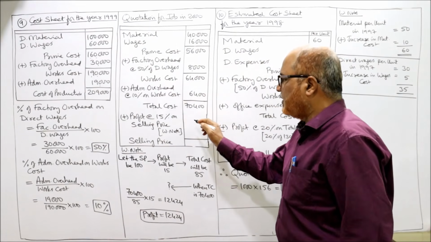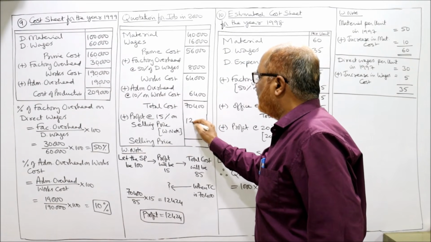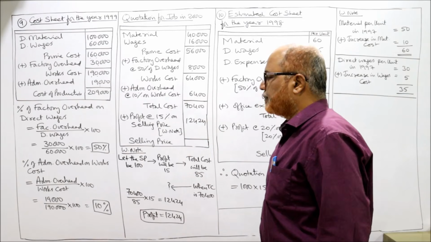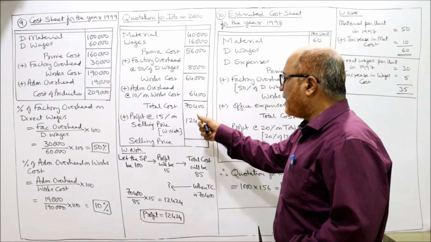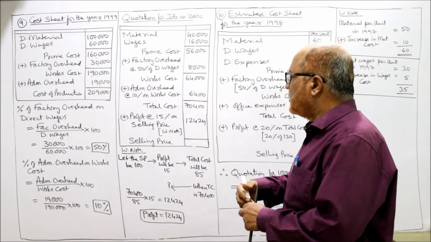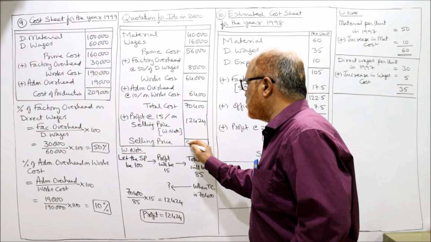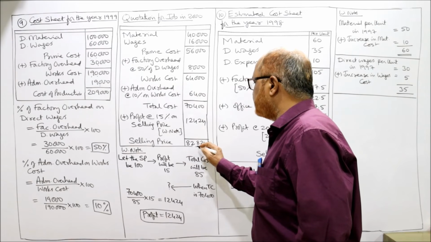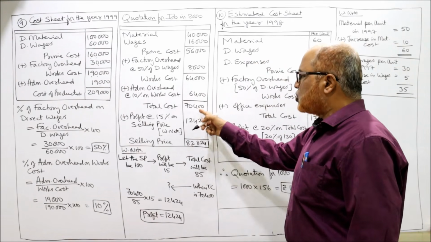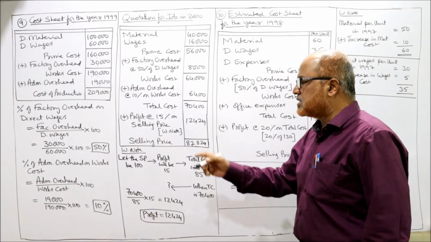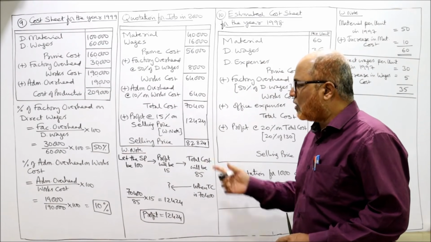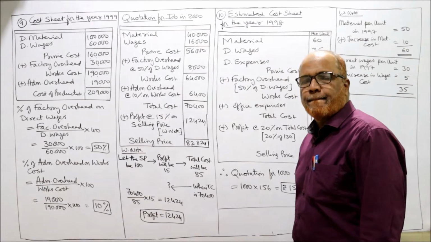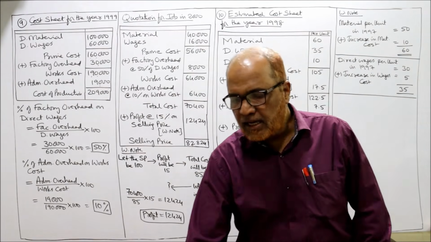Now I am taking profit here. 12,424. Right? Now you have to add up. This. So 7 plus 1, 82,824. 82,824. This is the selling price or sales. That's it. This is the end of problem number 9.